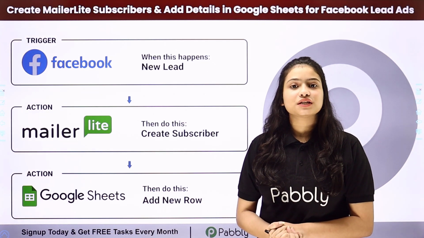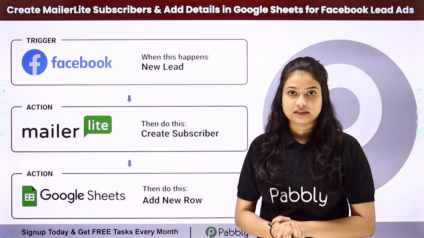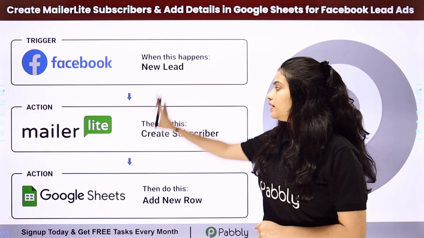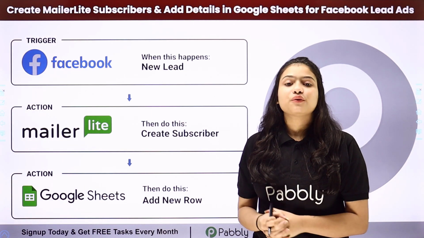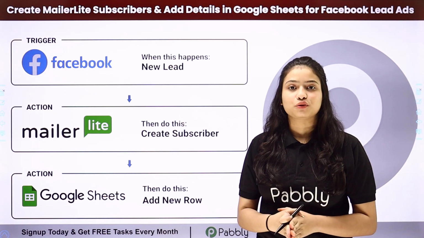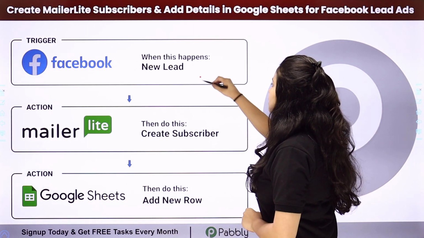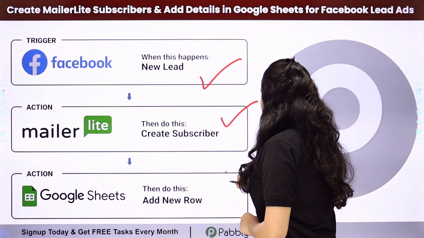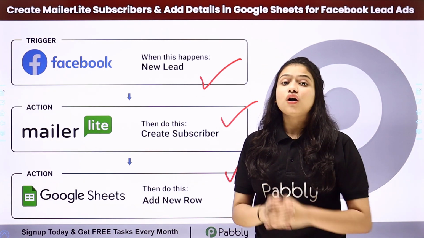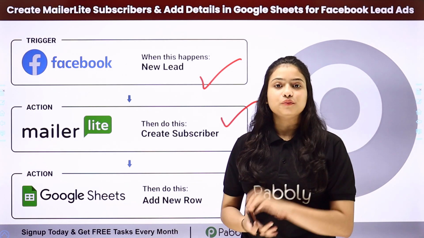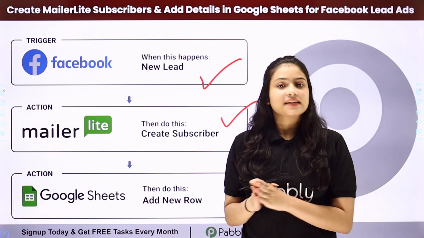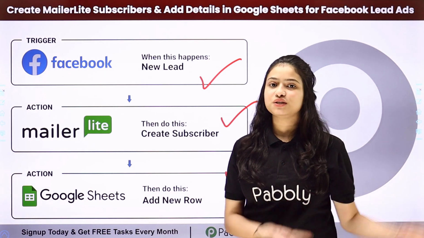So how are we going to do this process automatically and effortlessly? For that we will have to integrate all these applications, and for that we are going to use Pabbly Connect, which is an amazing automation and integration software. Now what we are going to do: we have Facebook lead ads in our trigger, and MailerLite and Google Sheets in our action. So we will be connecting all of them by using Pabbly Connect in order to automate this entire process. And to learn this entire automation step by step, let me take you all to my screen.